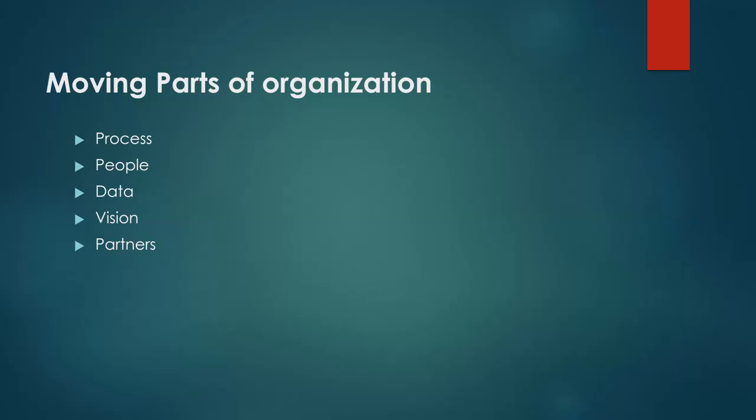And we have the partners. The partners could range from consultants, resellers, to clients. So the list of all these, process, people, data, vision, and partners, they are meant to change. They change every time. That is why they call it the moving parts. They can be recalibrated based on any arrangement structured by the organizational leaders. This moving part can be structured in any way they want to structure it. And that is why it is called the moving parts.